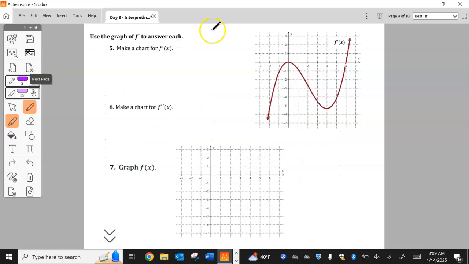Now let's go the other way around. So now they've given us f prime. So this is the slope. Like if I go to x equals 2, the slope would be about -2.5 on the graph of f. So we're going to work our way to going from the graph of the derivative to the graph of f of x. So I'm going to make my chart from the graph.